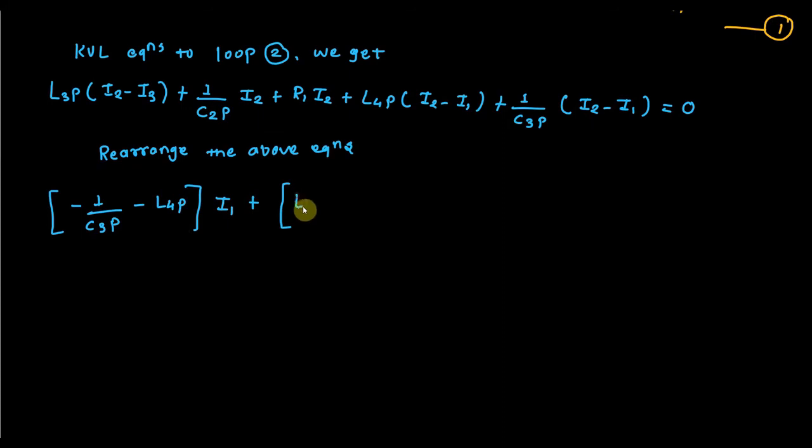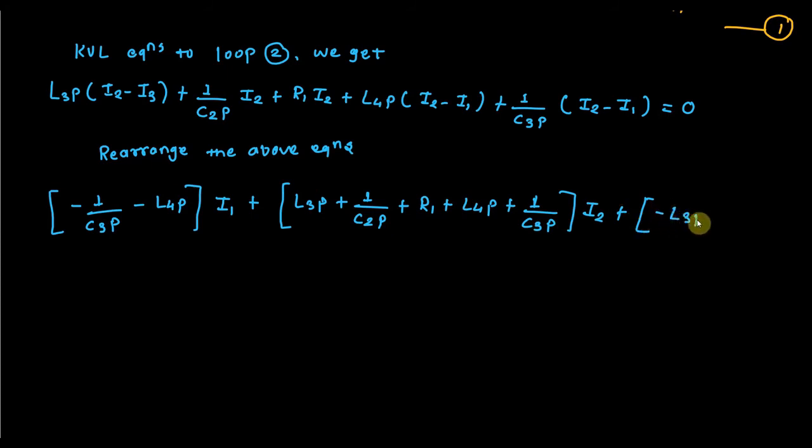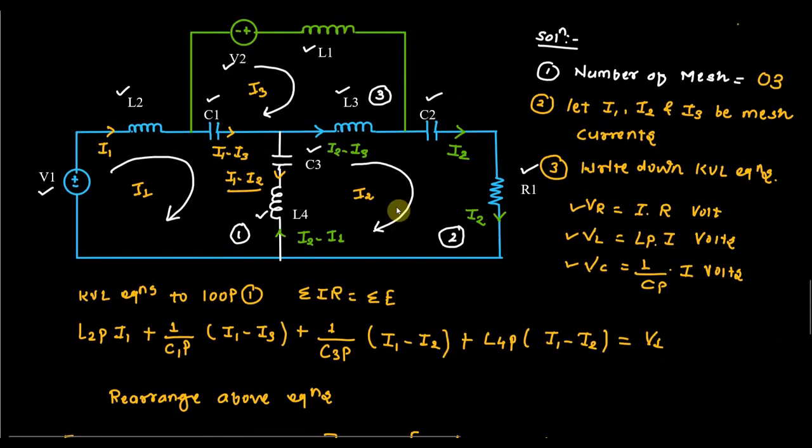So I2 terms here is L3P plus 1 upon C2P plus R1 plus L4P plus 1 upon C3P. So it has 5 terms because the second loop consists of 5 elements. Okay, plus the last one is I3. So I3 is minus L3P and there is no other term of I3, and this is equal to 0. So now this will be your KVL equation number 2, which is written for the mesh 2.